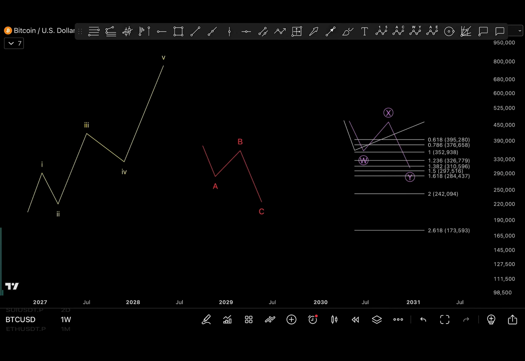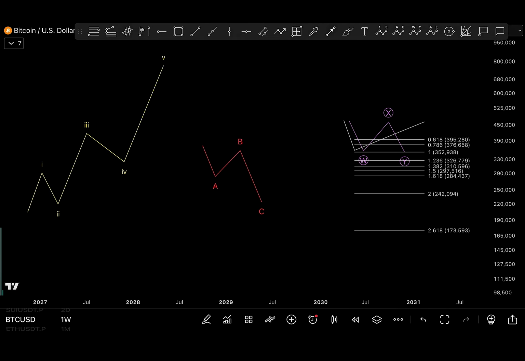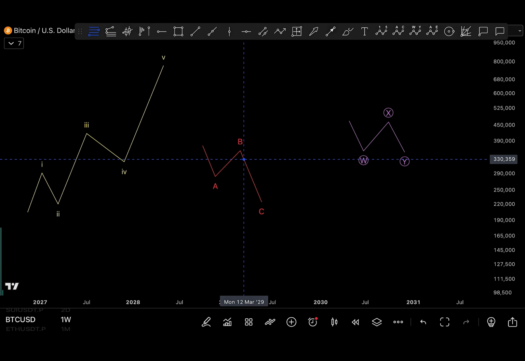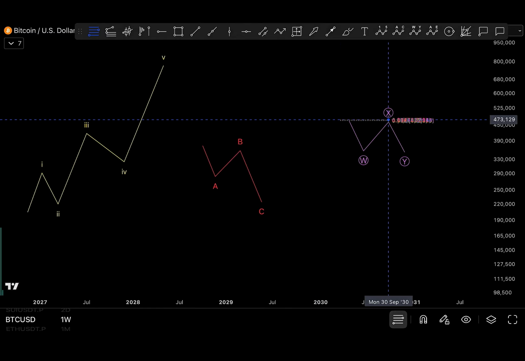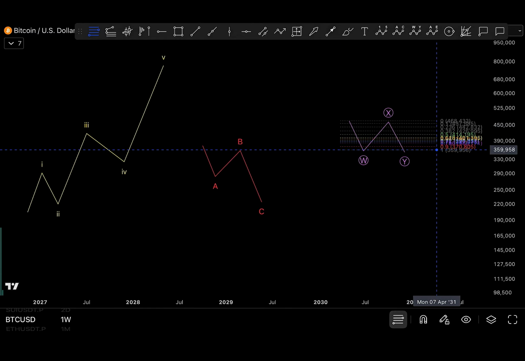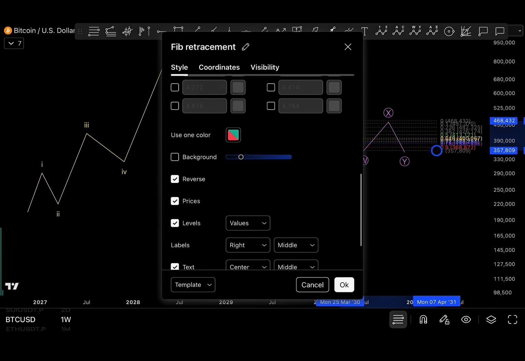So this Y we have to move 1 to 1. This is the perfect WXY, a sideways correction. Usually it's chopping around sideways. So that's your Fib extension tool for a WXY. And also you can use the Fib levels in this. Usually the X wave retraces deeper until 0.9. I have to reverse this once again.